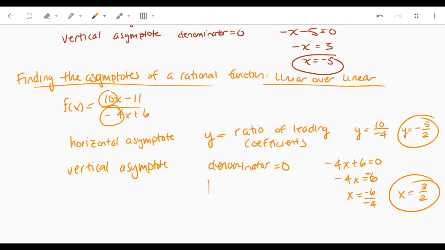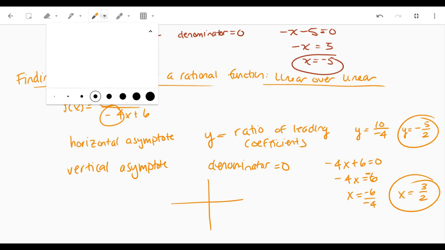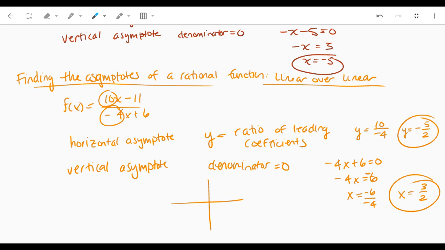So they want you to do, if this is your plane, you're going to graph y equals negative 5/2. So that's like negative 2.5. Okay, negative 5/2. And x is 3/2, so that's positive 1.5. There you go. Okay. Next one.